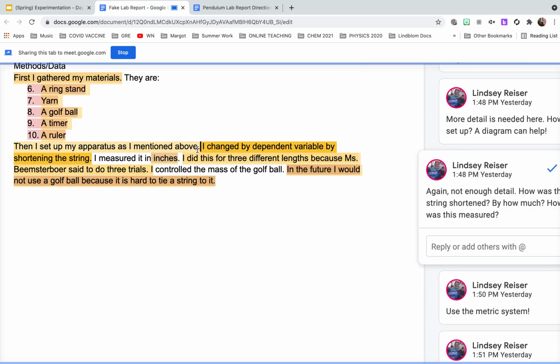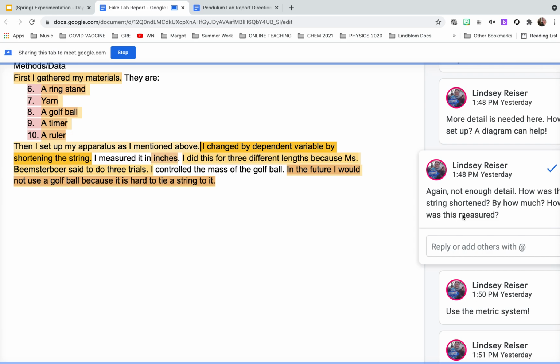Okay, so this sentence, "I changed my dependent variable by shortening the string." That's not enough detail, okay? You need to explain, how did you shorten the string? Did you shorten it by a specific amount? Did you shorten it in kind of a random way? What did you physically do to the string to shorten it?